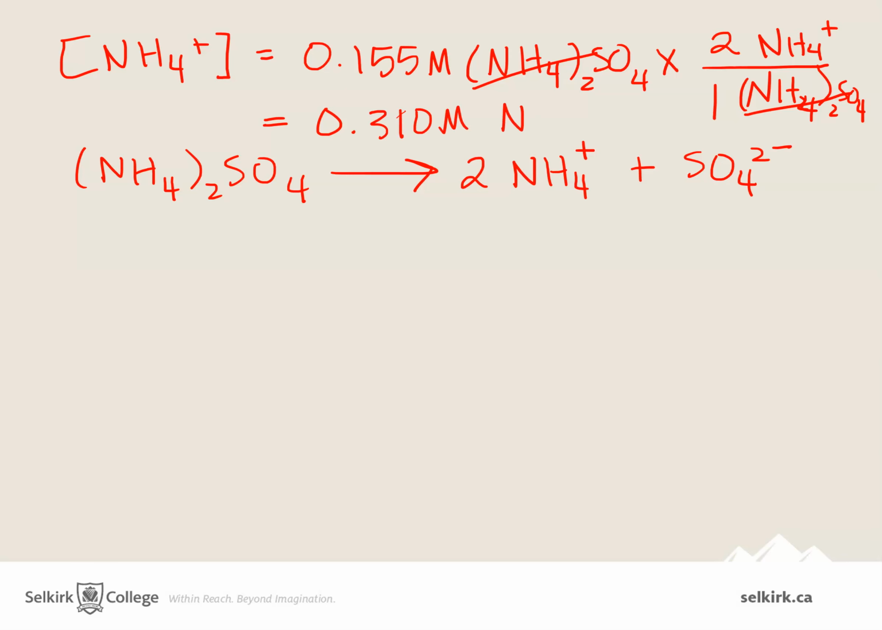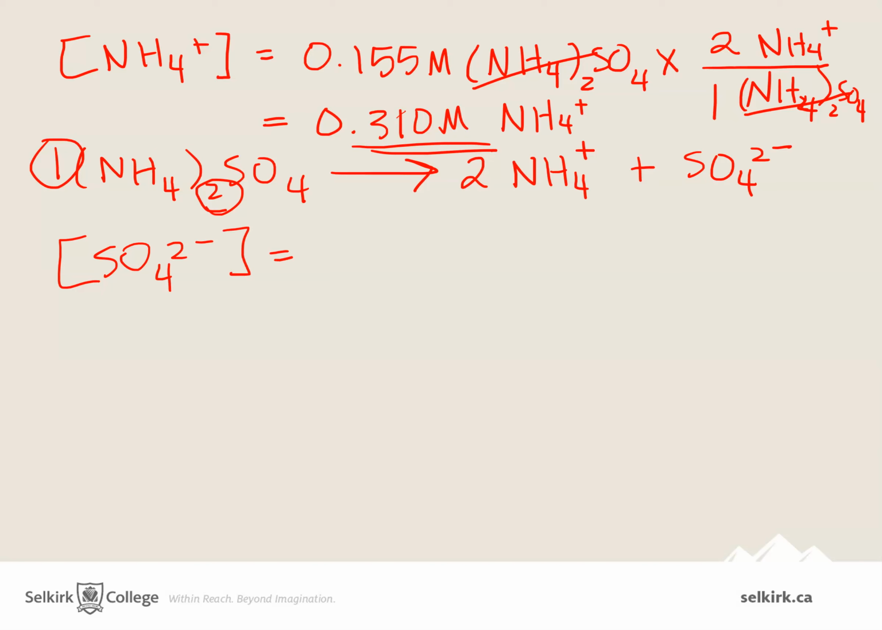0.310 molar ammonium. Now, the first time I showed you this, as I often do, I made it really explicit. I showed that conversion factor. If you feel comfortable just looking at the formula of ammonium sulfate and saying there are 2 ammoniums for every 1 ammonium sulfate, I would accept if you just told me there are 0.31 molar ammonium. Last part of the question, what's the concentration of sulfate ion?